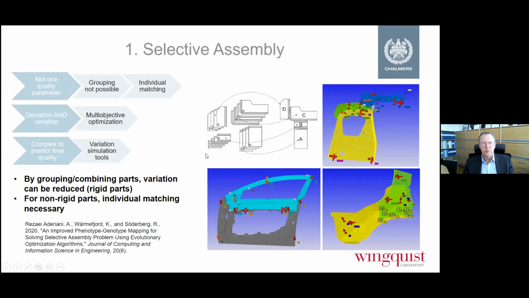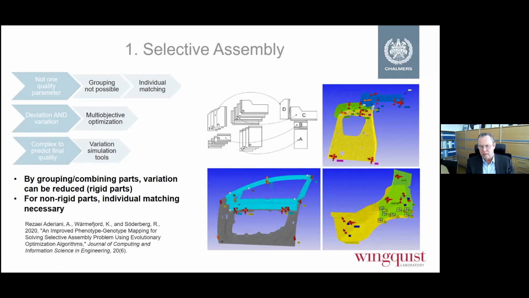So if we go to the first one, which is called selective assembly. Selective assembly has been around for many, many years, started already in the 50s. The idea is that you sort parts into groups. You measure them and you sort them into groups, depending on their dimensional outcome. And then you match the groups together. And by doing that, you can reduce variation.